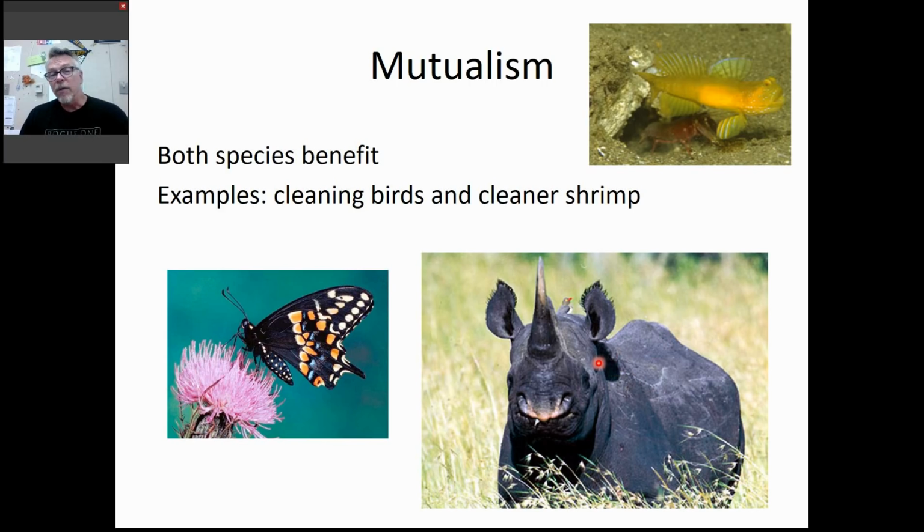So the rhino benefits because it gets its skin cleaned off and it stays healthy. The bird benefits because it gets lunch. So both species are benefiting. That is an example of mutualism.